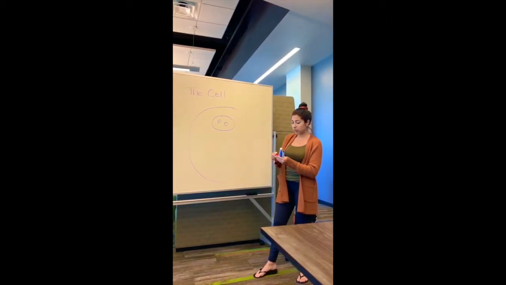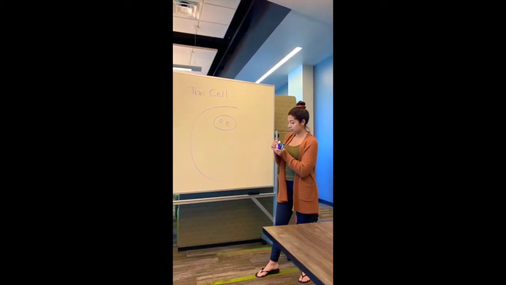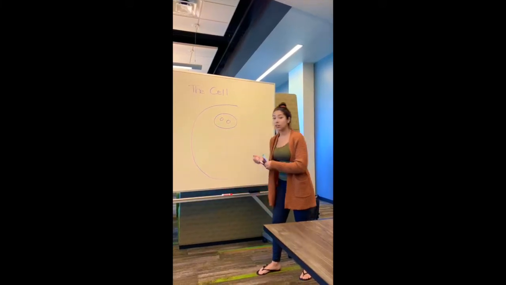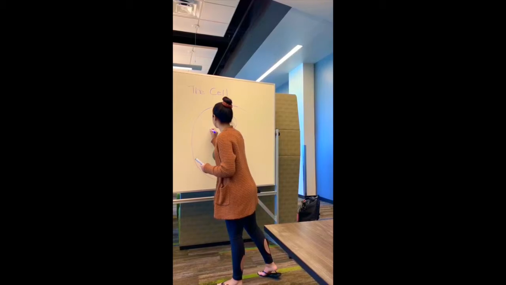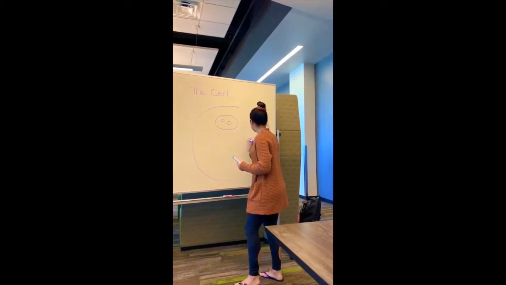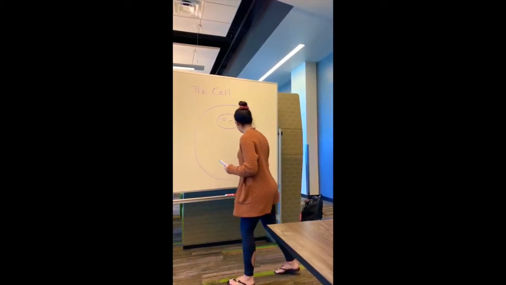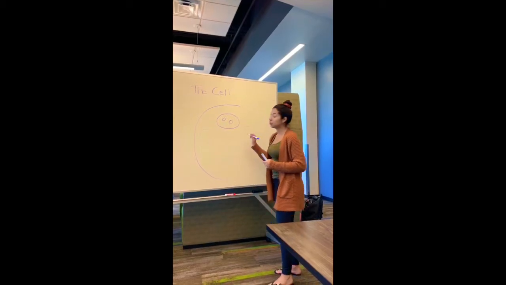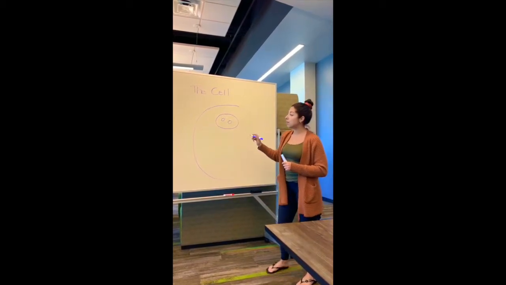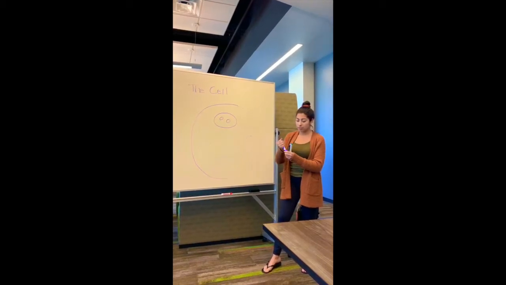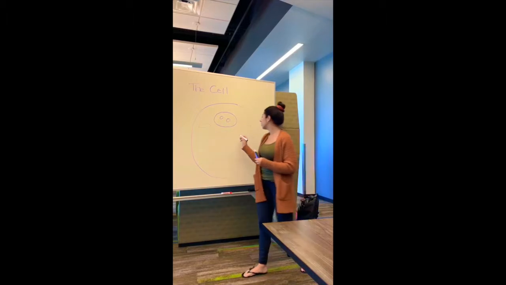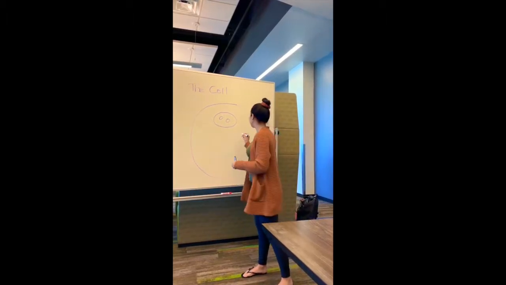Okay, let me change my color really quickly. Next we're going to be drawing the smooth endoplasmic reticulum. These are smooth because they don't have any ribosomes on them, and the smooth endoplasmic reticulum makes lipids, so it's for lipid synthesis. And then we're going to draw the rough ER.